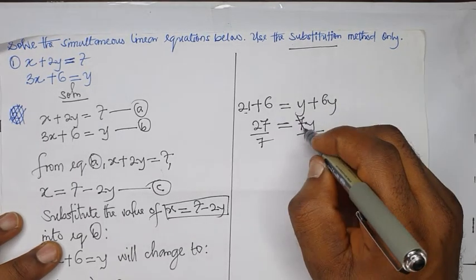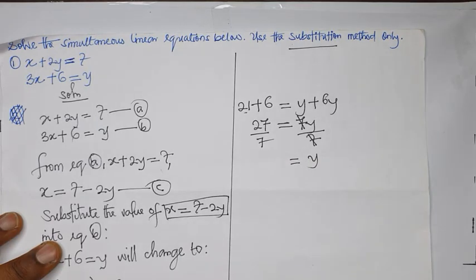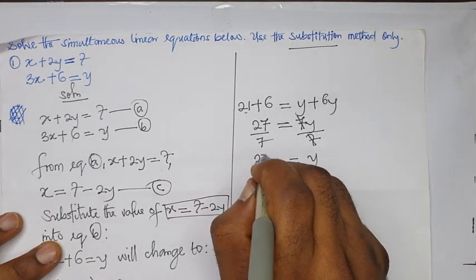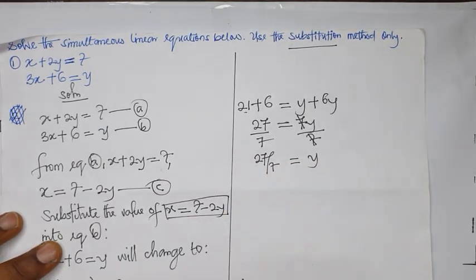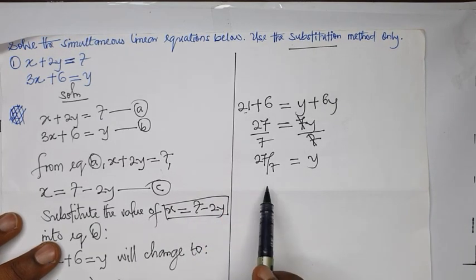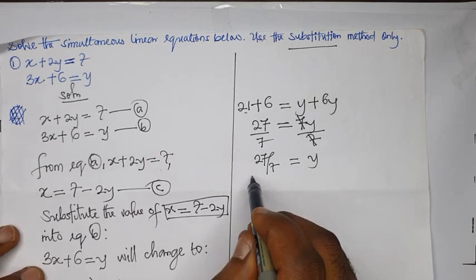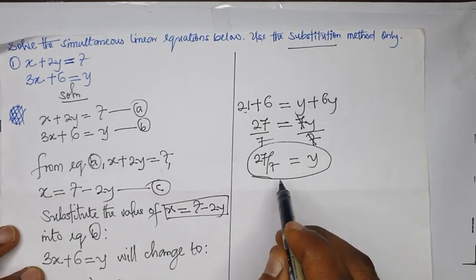When you divide 7 by 7 on the right hand side, we're left with just y, and on the left hand side, 27 all over 7 remains there. You can reduce this to a mixed number, not a problem. But as a solution set, we have already found the value of y as 27 all over 7.